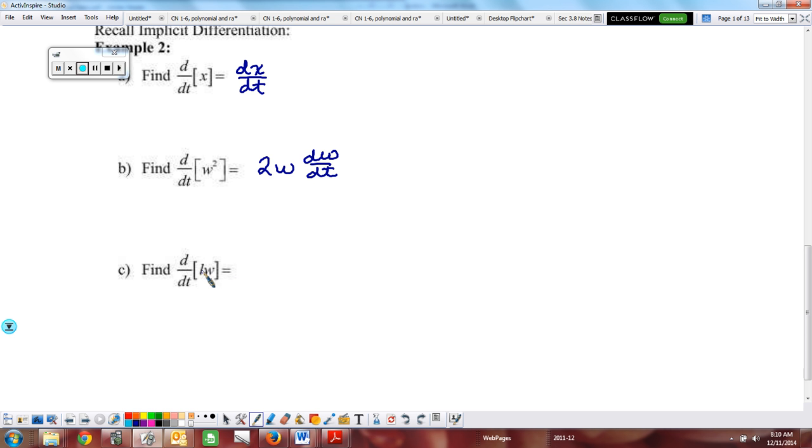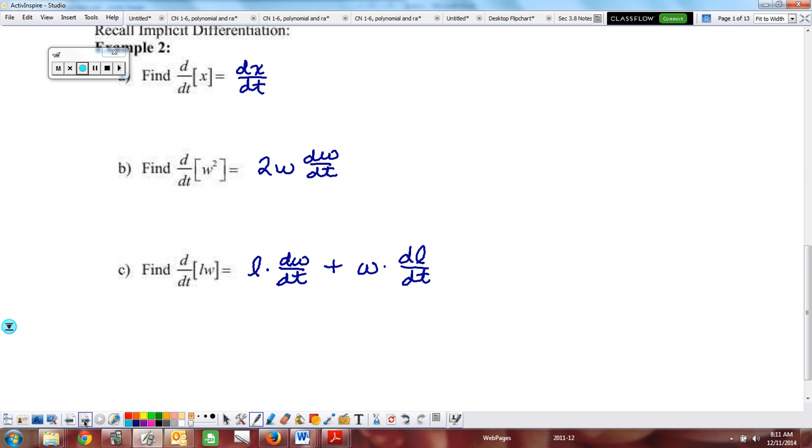And when you see something like this, make sure you use the product rule. So I would do my first, L, times the derivative of W with respect to T, plus your second, W, times the derivative of the first, L, with respect to T. So you just need to have the skill of taking your derivative using implicit differentiation.